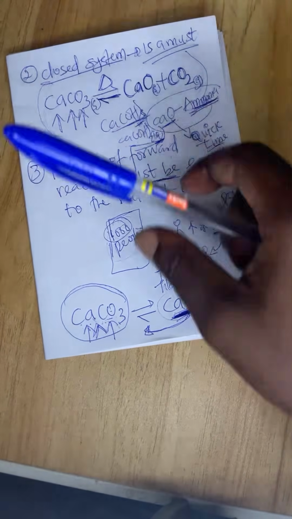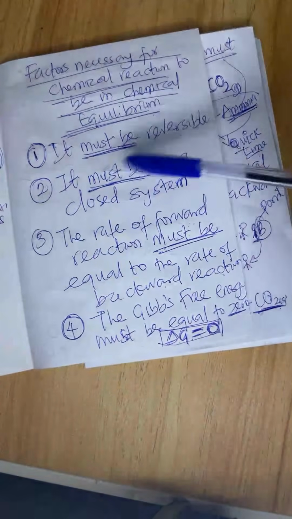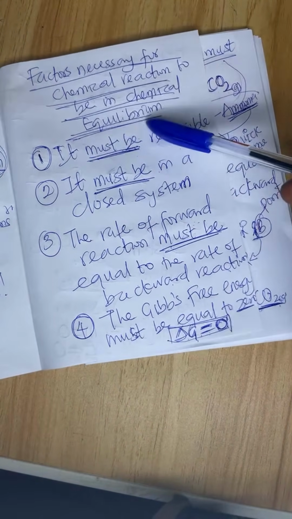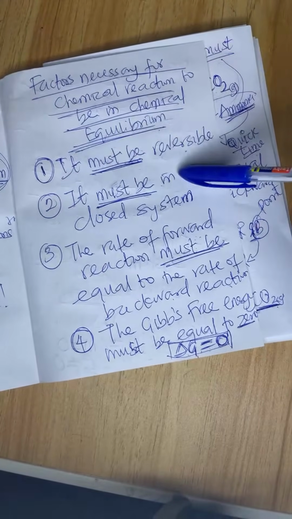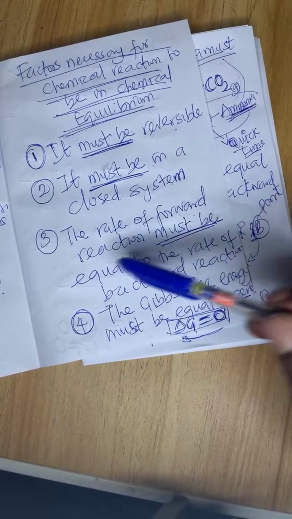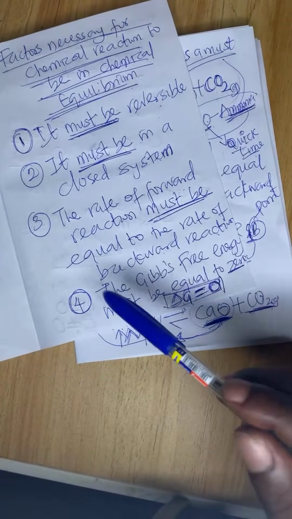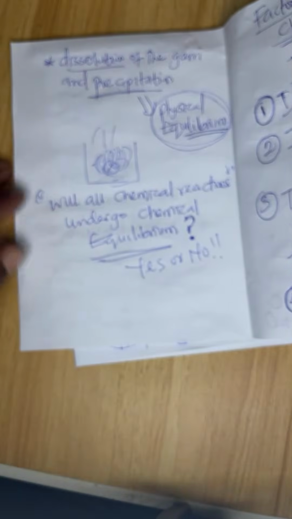Please, don't ever forget these three things. If you don't remember these three things, don't go and write the exam. For a chemical equilibrium reaction, it must be reversible. It must be in a closed system. The rate of forward reaction must be equal to the rate of backward reaction. This one is an addendum actually: the Gibbs free energy must be equal to 0. Now let's go back to our question.